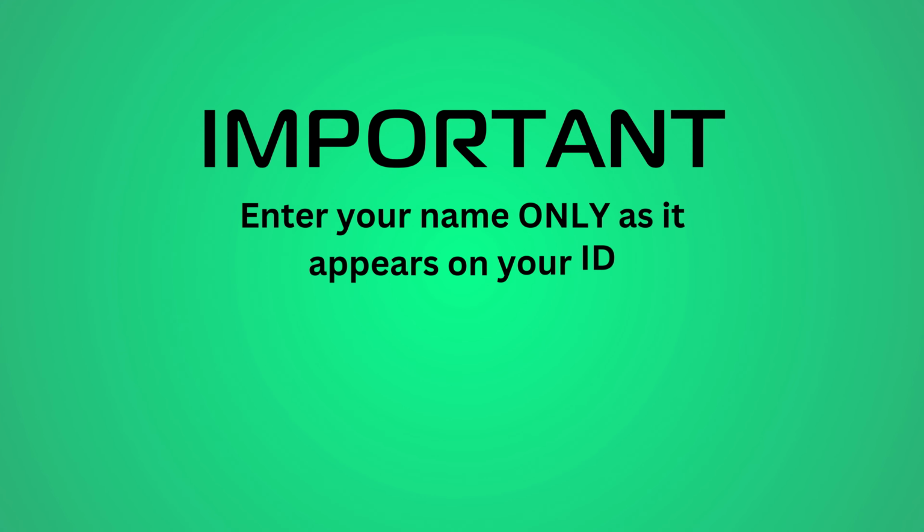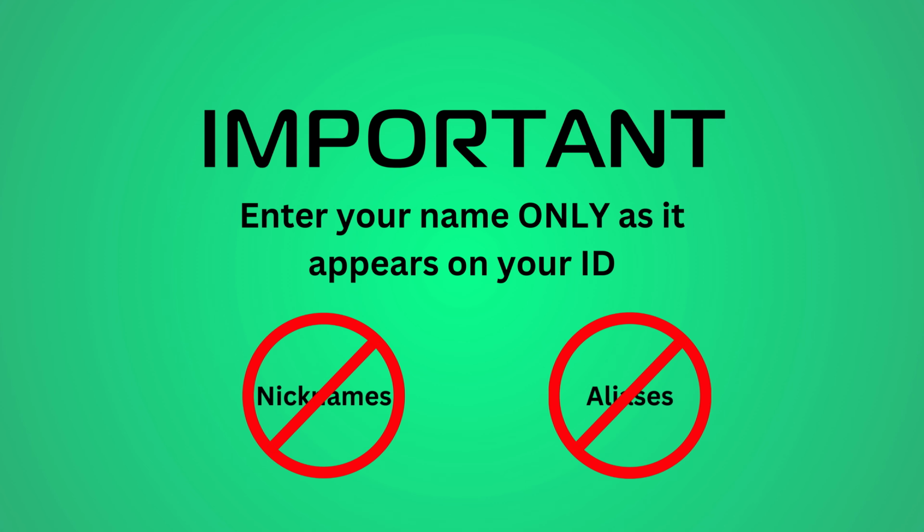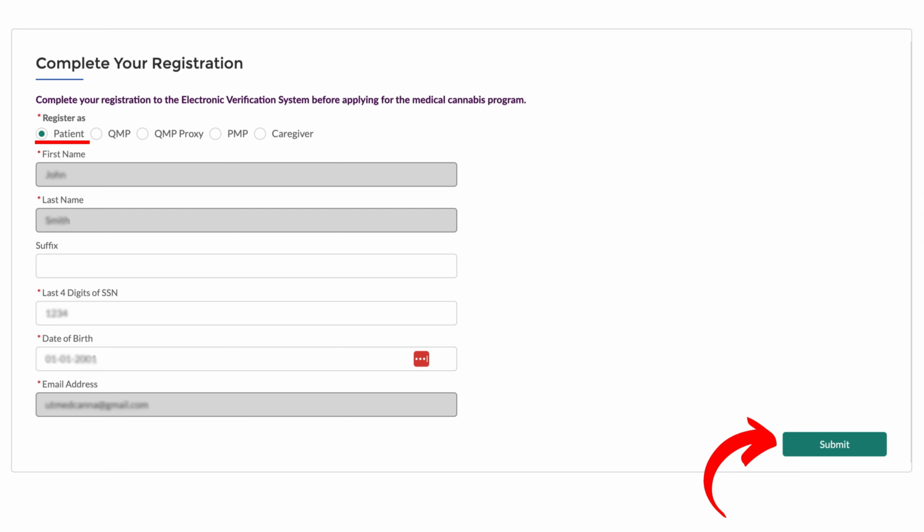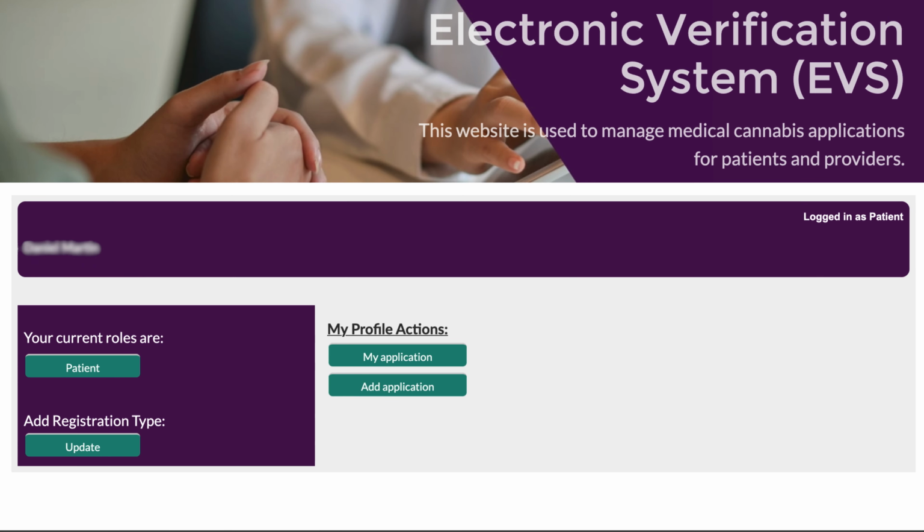Be sure to enter your name only as it appears on your government-issued ID. Do not use any nicknames or aliases. Once the form is filled, click Submit. At this point, you'll be taken to your EVS account page, where you'll see the following.